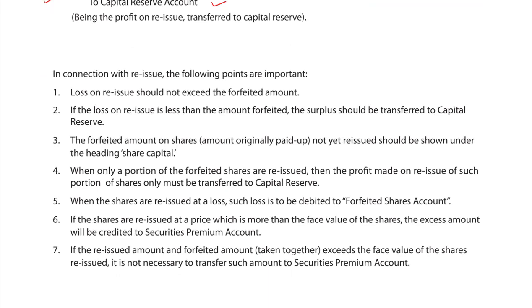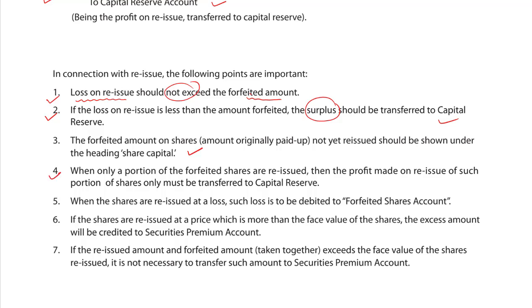In connection with reissue, the following points are important. Loss on reissue should not exceed the forfeited amount. If the loss on reissue is less than the amount forfeited, the surplus should be transferred to capital reserve. The forfeited amount on shares, amount originally paid up not yet reissued, should be shown under the heading Share Capital.